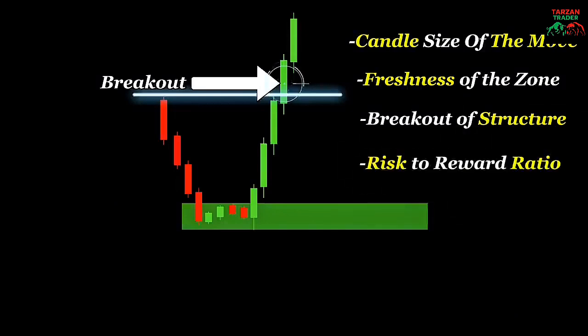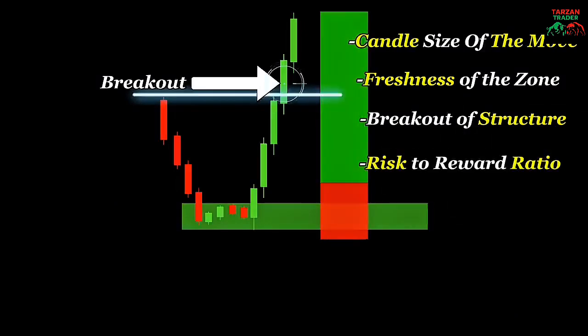The fourth and final factor is the risk-to-reward ratio. This is critical. Don't trade a zone unless it offers at least a 3-to-1 risk-to-reward ratio. If the potential profit isn't at least 3 times your risk, it's best to skip the trade, even if the zone looks strong. Without a solid risk-to-reward ratio, you'll lose in the long run.